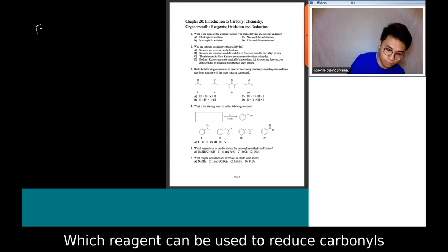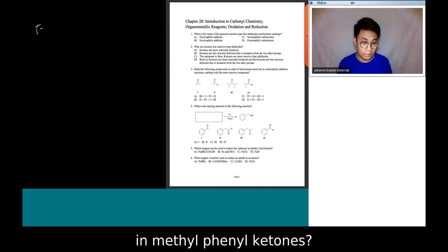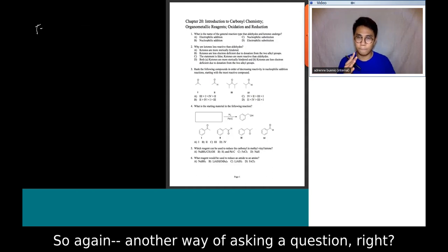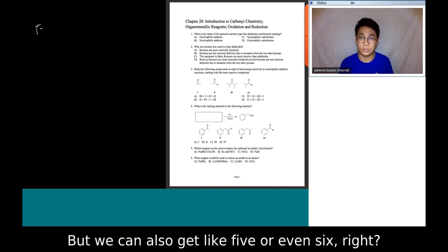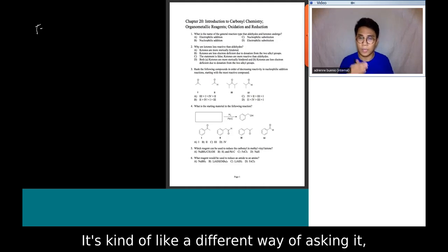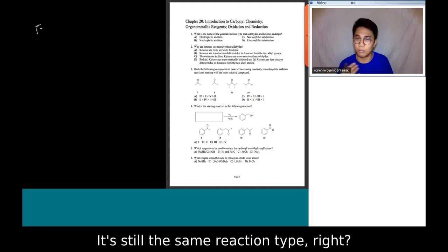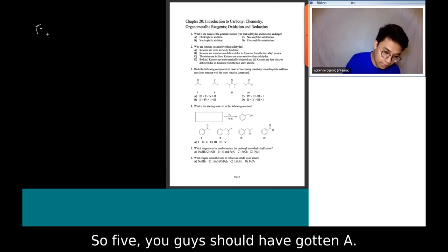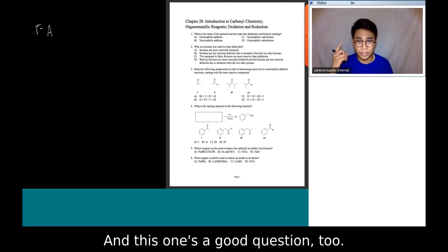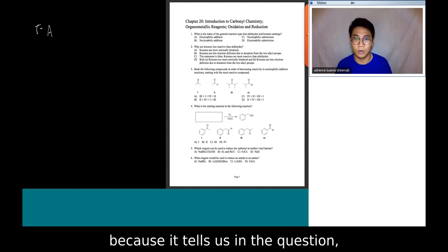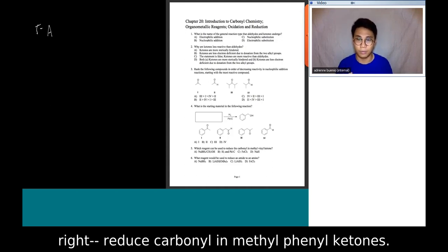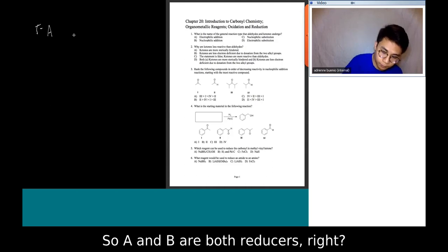Which reagent can be used to reduce the carbonyl in methyl vinyl ketone? Again, another way of asking a question. Number 4 is the type of question we usually get, but you can also get something like 5 or even 6, a different way of asking it, but still the same reaction type. For 5, you should have gotten A. And this is a good question too, because we know for sure it's a reduction since the question tells us: reduce the carbonyl in methyl vinyl ketone. So A and B are both reducers.